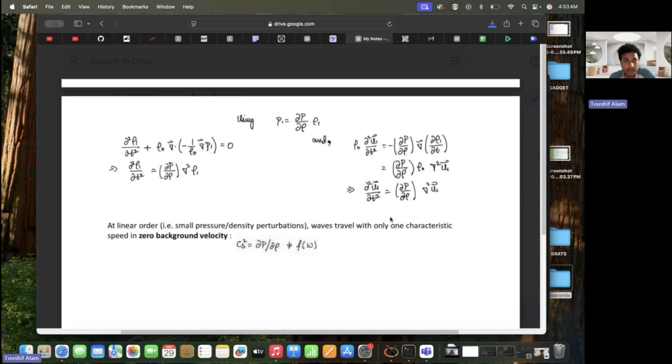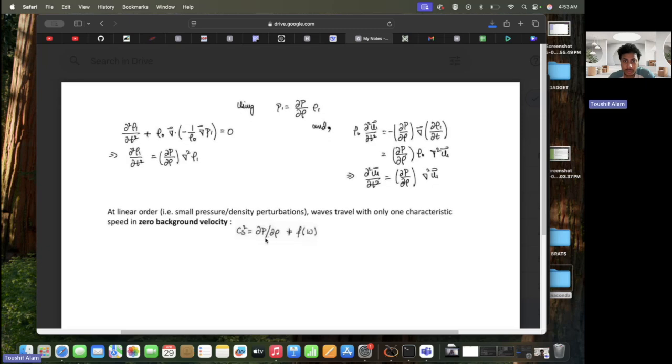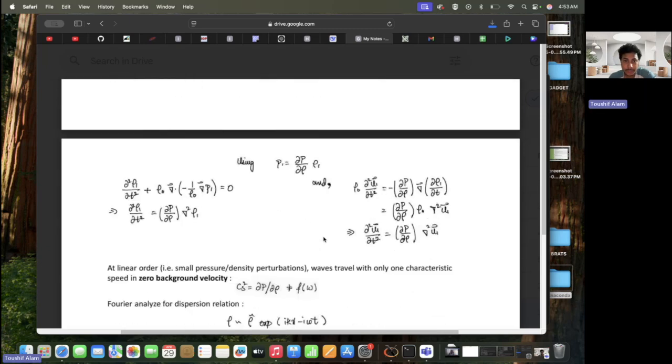I think you understand this, because we're talking about barotropicity, right? The pressure perturbation is very small and the perturbation intensity is very small, so that it is at linear order. So with zero background velocity, this is the sound speed, which is not a function of omega.